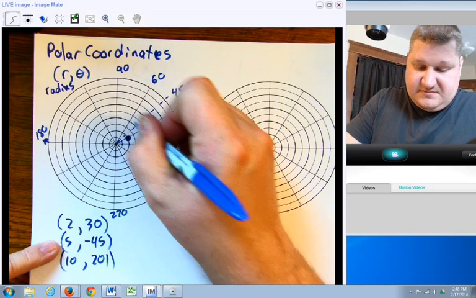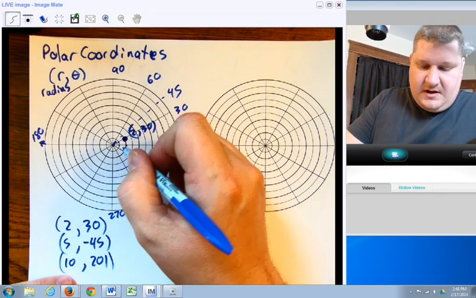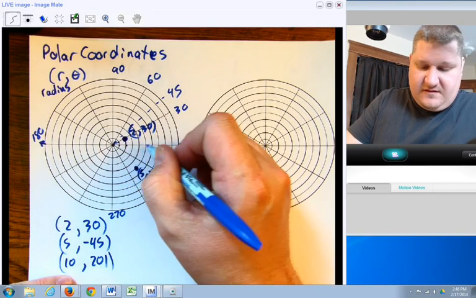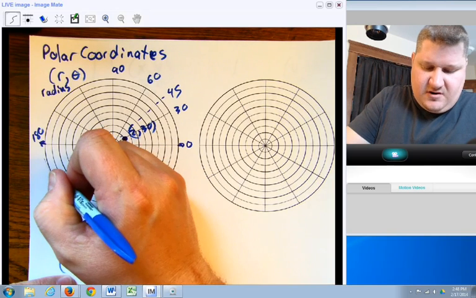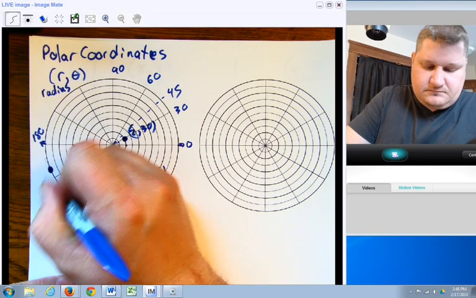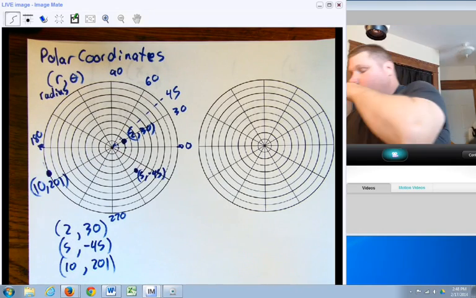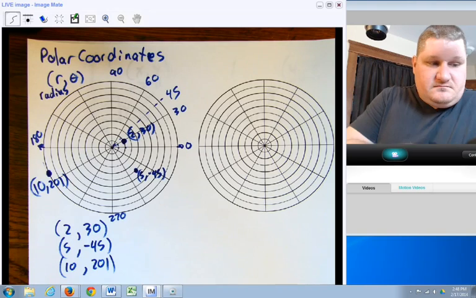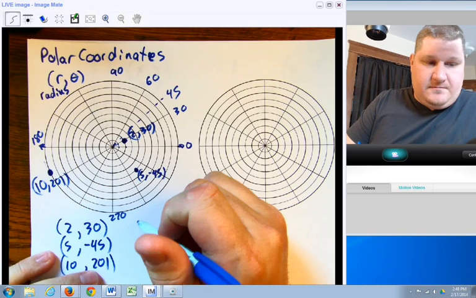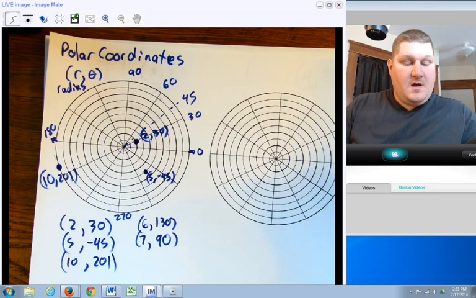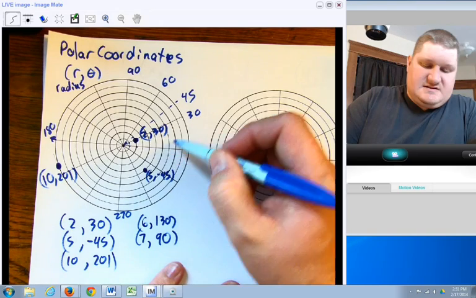Probably ought to be putting some labels on here. 10 comma 201, so I go out 1, 2, 3, 4, 5, 6, 7, 8, 9, 10. 201 would be somewhere over in this ballpark. Now, these are simply points, but they each have a radius and they have an angle.